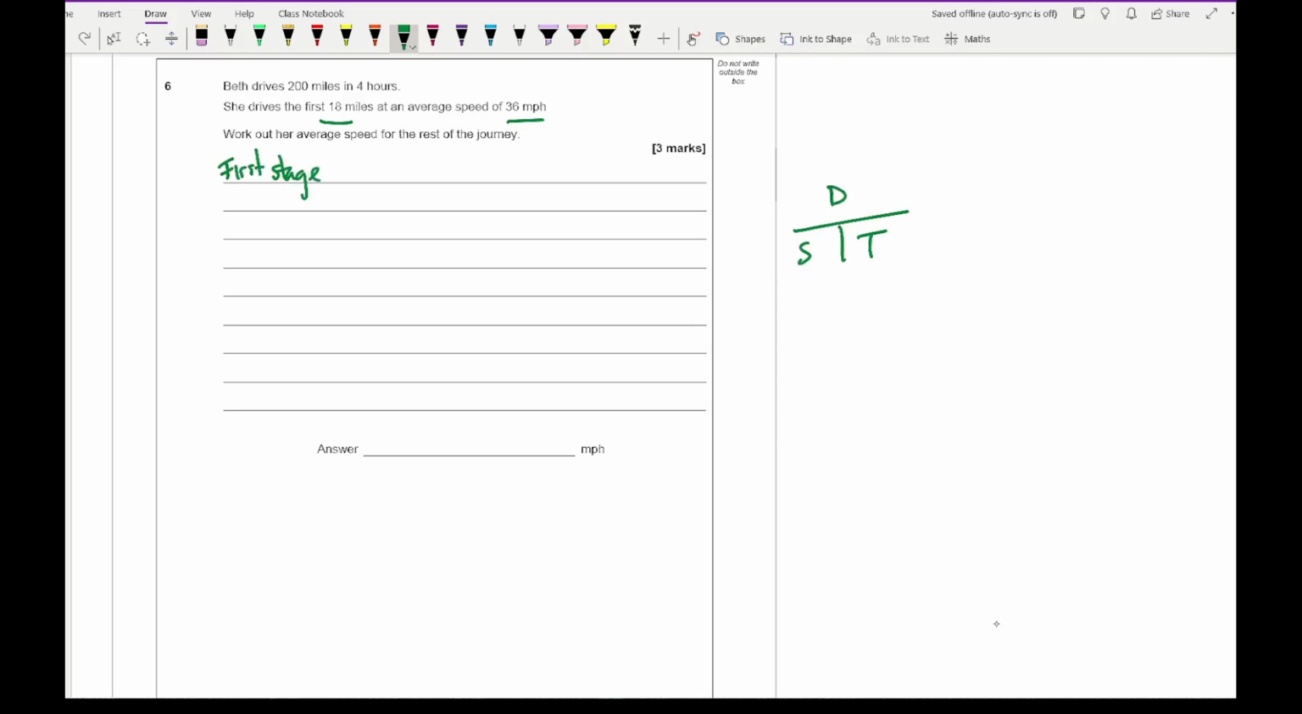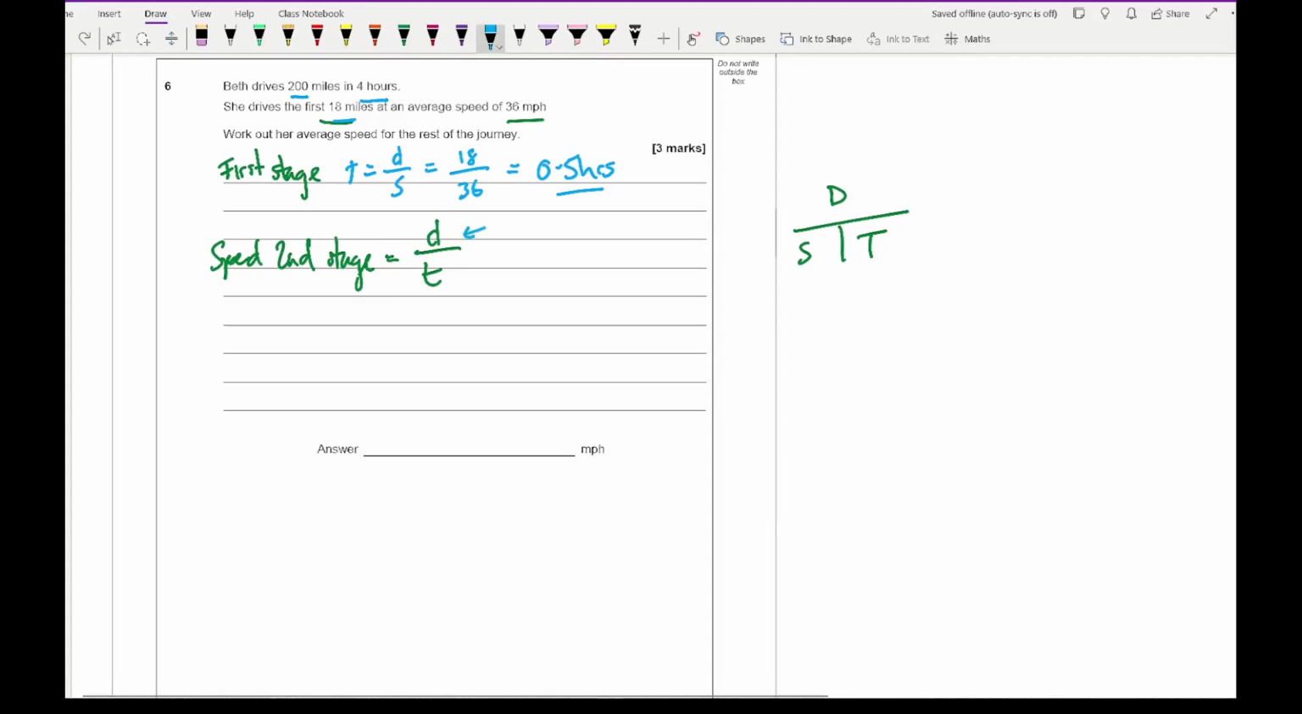So for the first stage, to work out the time, the time is going to be equal to distance divided by speed, which is 18 divided by 36, which equals 0.5 hours. So then what I've got to look at is how much distance is left. So for the average speed of the second stage, what I need to know is the distance over the time.